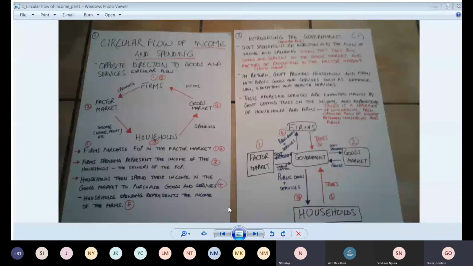What is the difference between this current slide, circular flow of income and spending, and the previous one that you've just recently showed us? Because number 5 was there by household, and now I see it's there by firms. What's the difference? Okay, I'll get back to that.